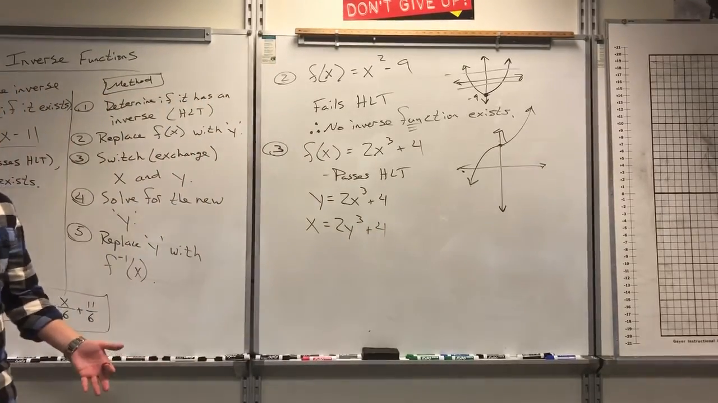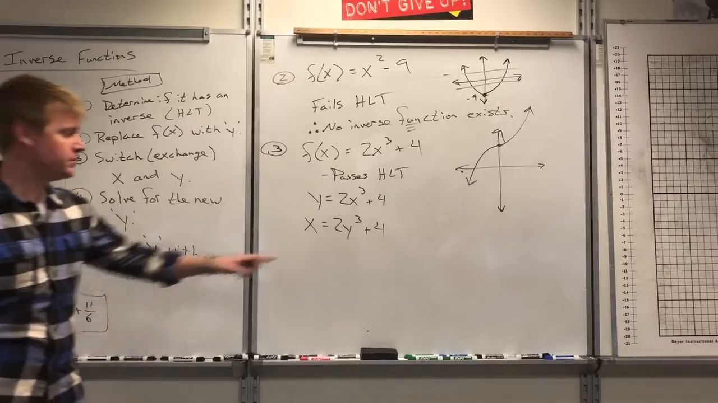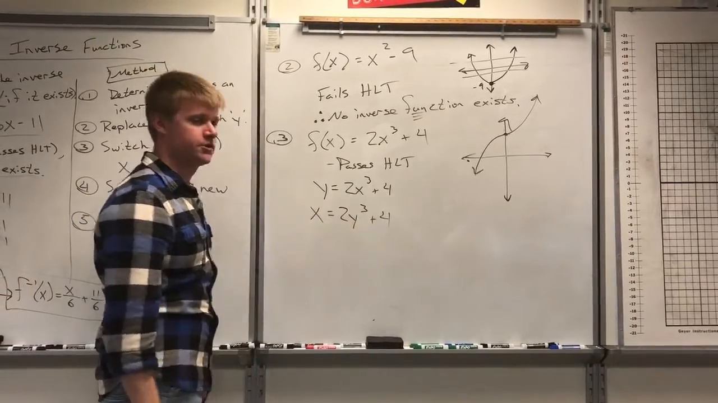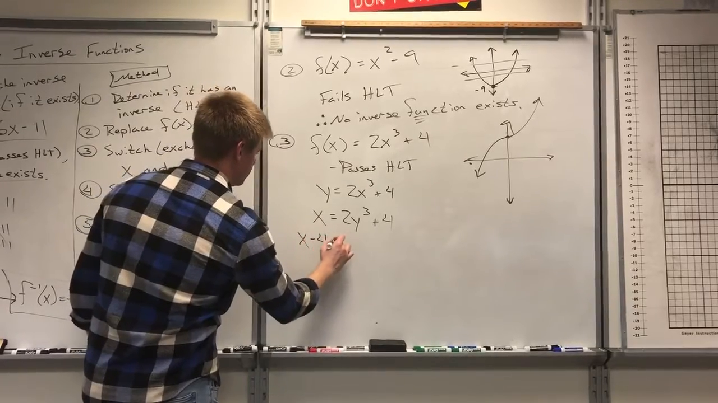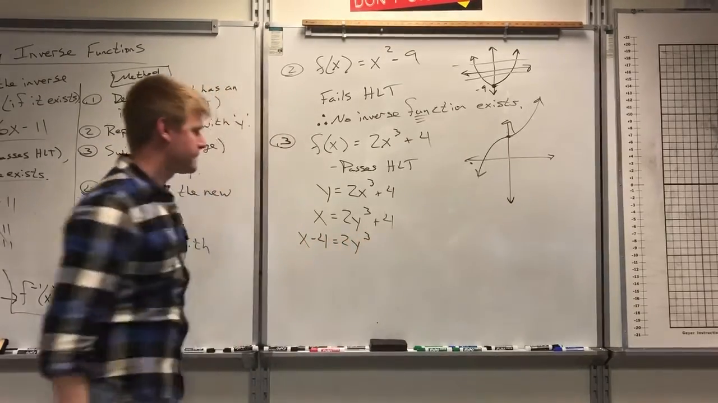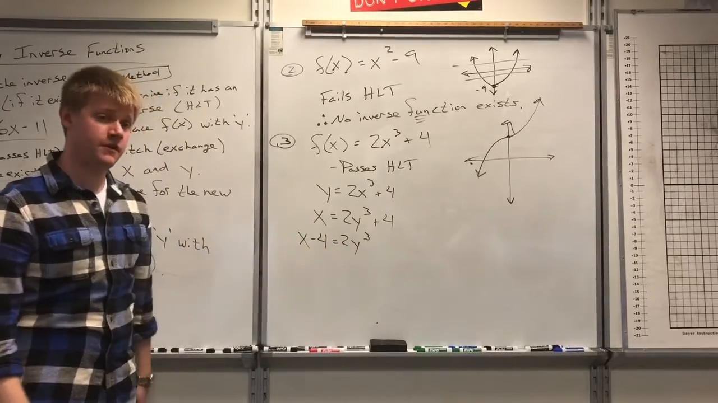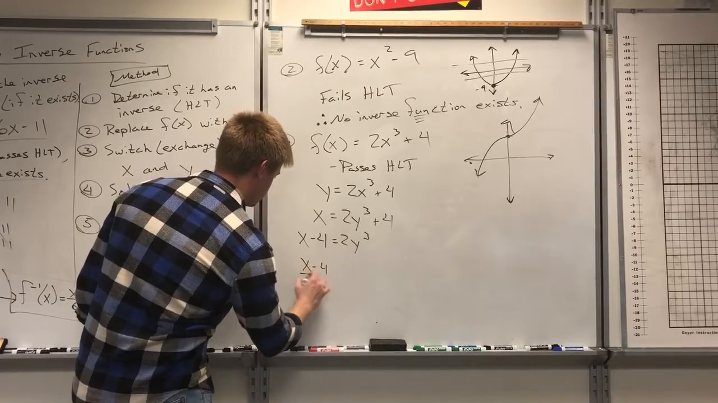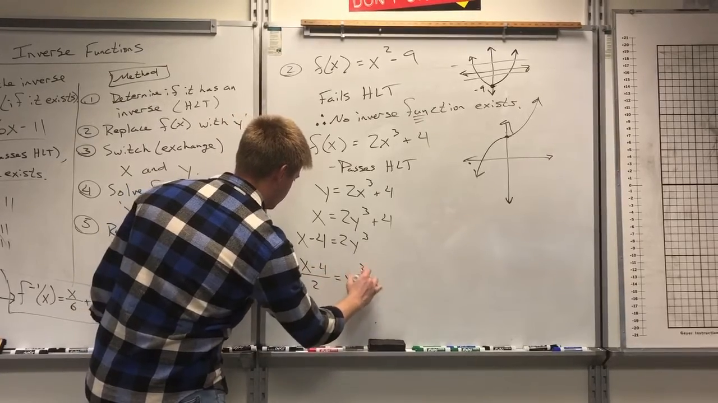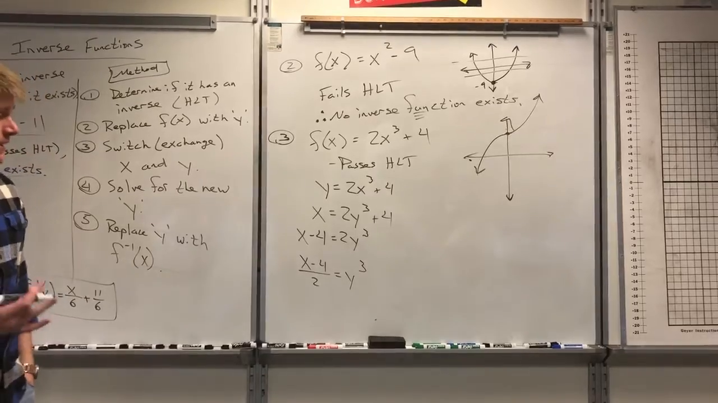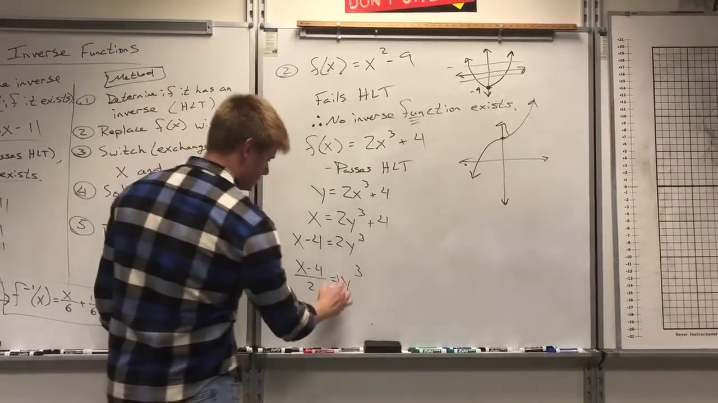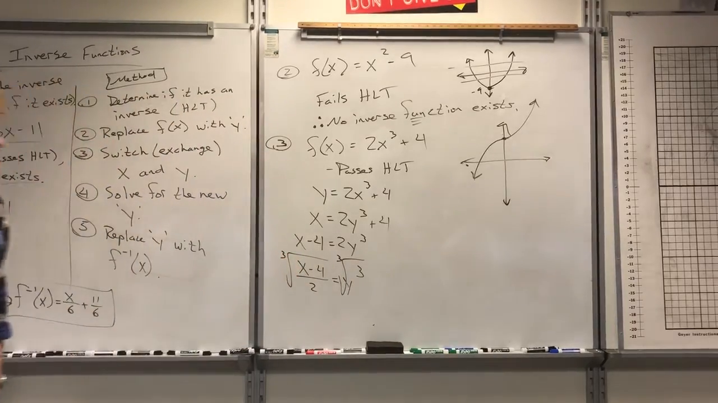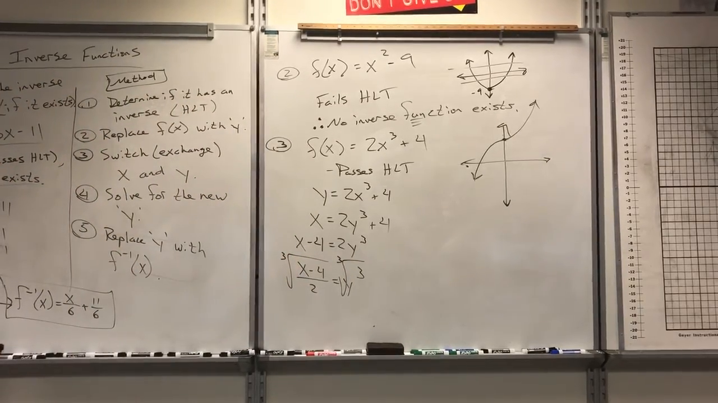And as we did in the last question, we are simply going to solve for the new y with any equation strategies that we have. First thing I would want to do is subtract 4 from both sides. Next, we would divide everything in the equation by 2. So I have x minus 4 over 2 equals y cubed. And now, again, thinking inverses, I'm going to take the cube root of both sides of this equation.